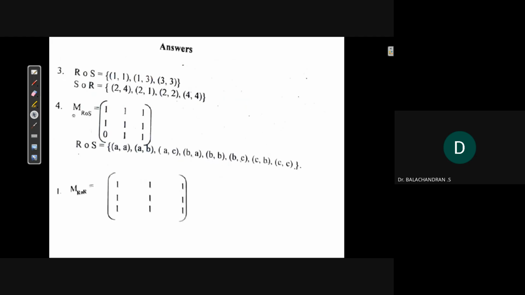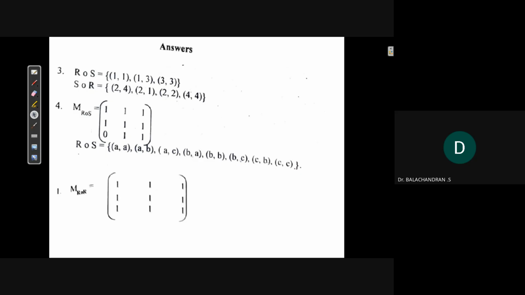Next problem. For the third, fourth and fifth problems, I gave the answer. This is the third, this is the fourth, this is the fifth. For the fifth problem, the answer is given only for R composition R. This is R composition, again composition R. This is nothing but one more composition. So R composition R means MR composition MR, and you should put three times MR: MR composition MR composition MR. But the answer is only given here for MR composition R.